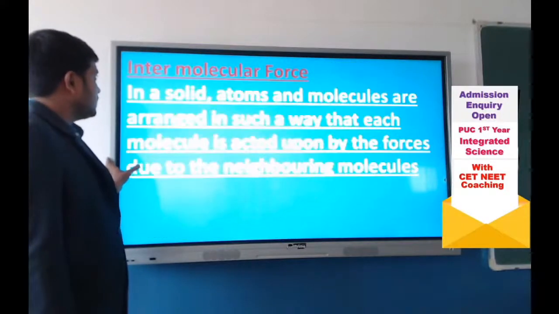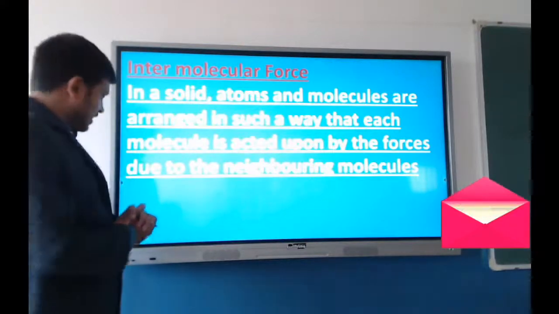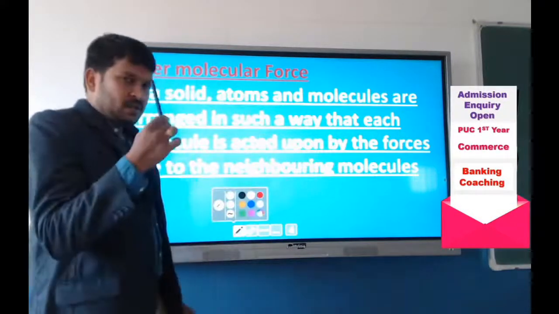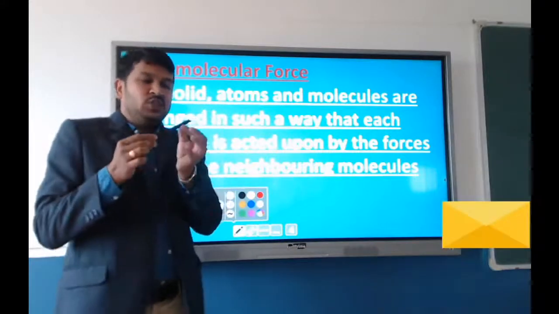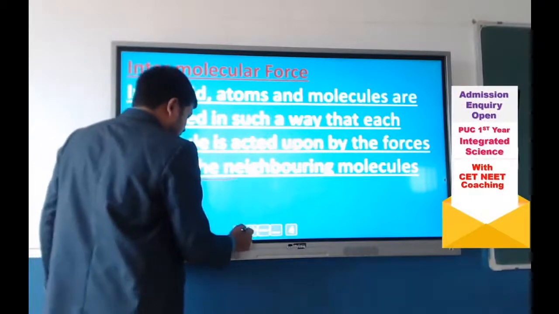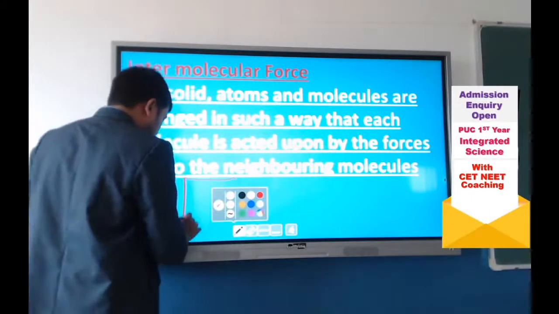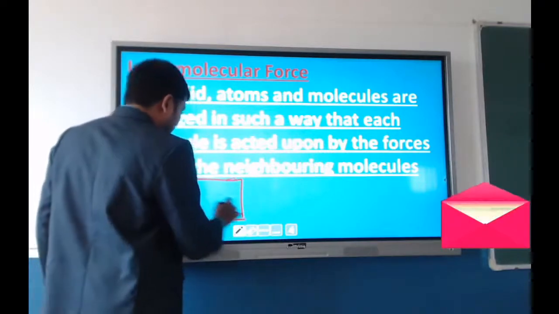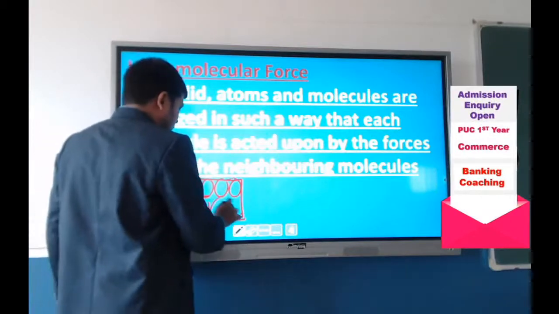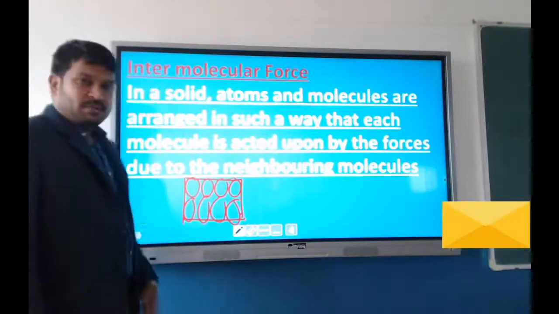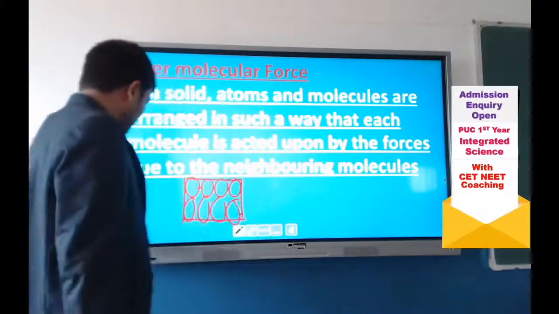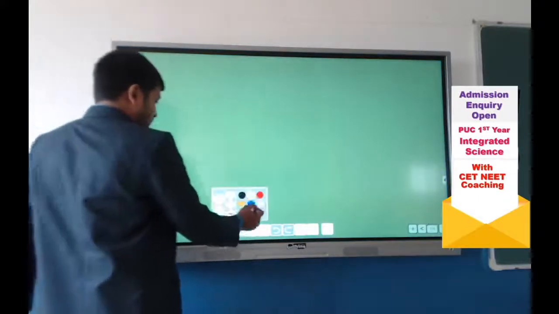Here I'll move to the next one, that is intermolecular force. Here, this pen is a solid, but look at the arrangement: this matter is made up of atoms. Yes or no? Yes. But in between these atoms, a force is present. Okay, I will explain clearly here.